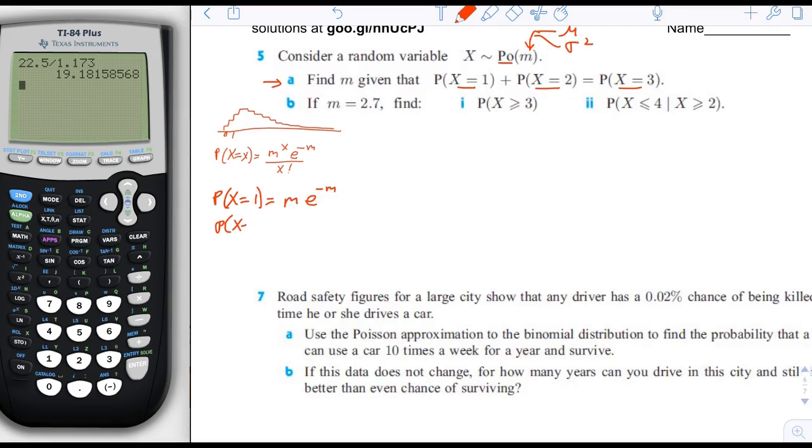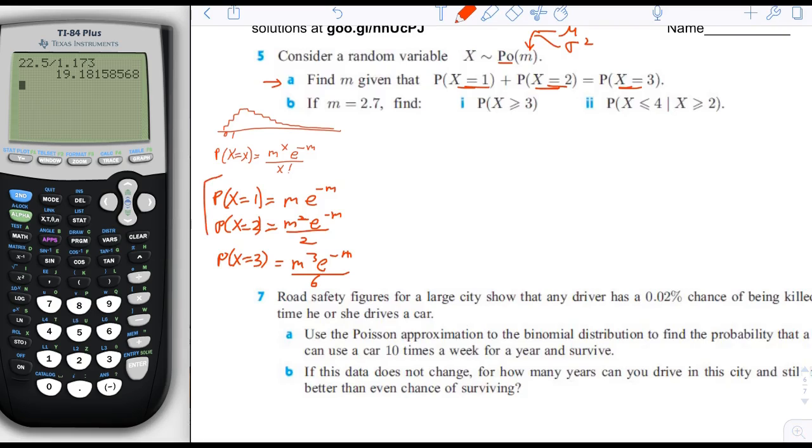What's the probability that x equals 2? It's equal to m squared, e to the negative m, divided by 2 factorial, which is just 2. Finally, what's the probability of x equals 3? That's equal to m cubed, e to the negative m, divided by 3 factorial, which is 3 times 2 times 1, which is 6. Now we would like to figure out what m is if the probability of x equals 1 plus the probability x equals 2 is equal to the probability of x equals 3.